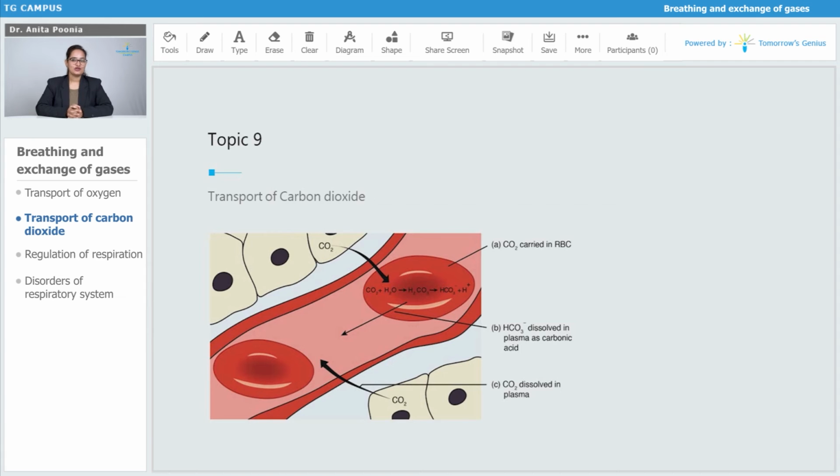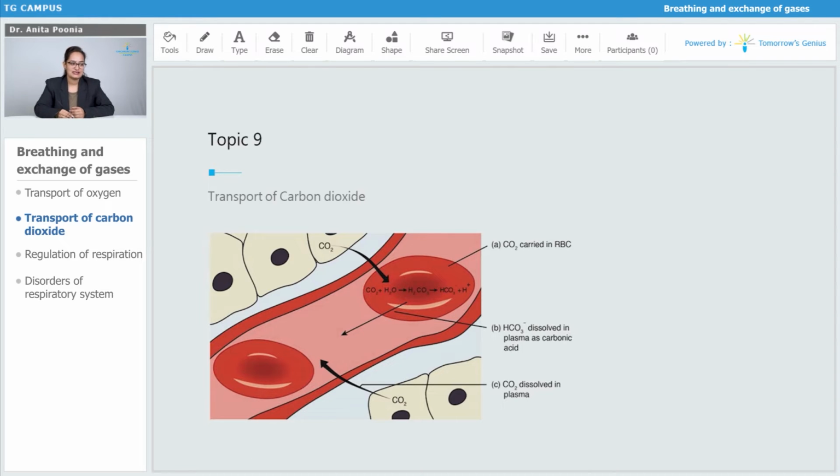Now we move on to the next topic in the chapter, that is transport of carbon dioxide. Let us see how carbon dioxide is being transported, the unwanted carbon dioxide that's been collected by the blood from each and every cell of your body. How is it transported from each and every cell of your body, and then sent back to your heart, and from there, outside through expiration.